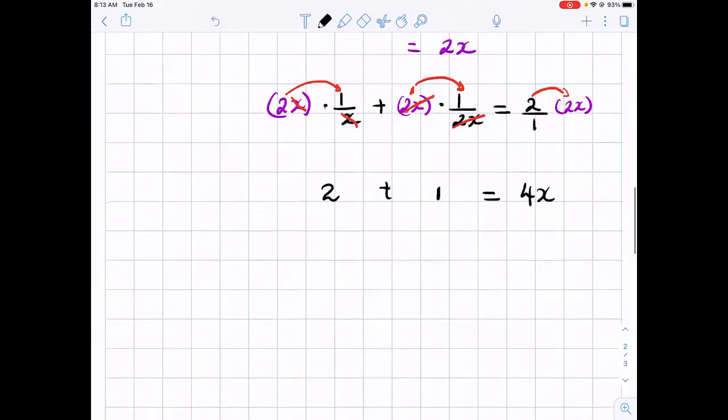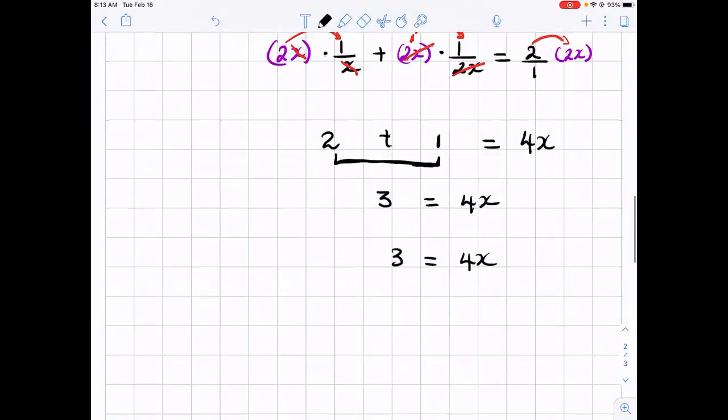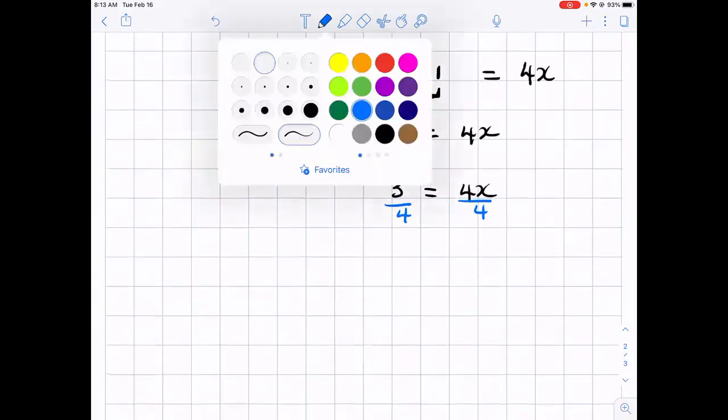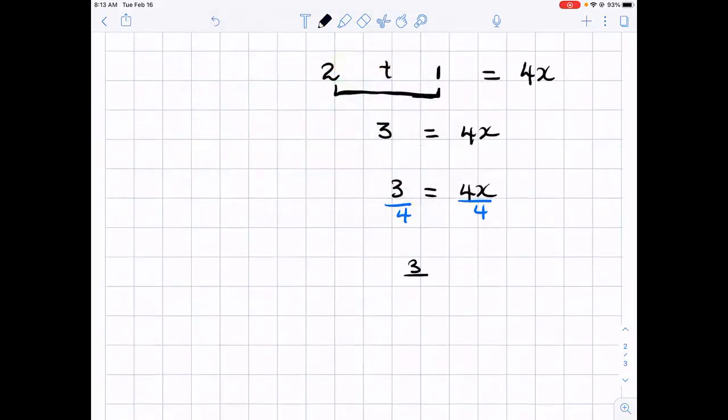Now we can solve our equation. 2x plus 1x becomes 3x. 2 plus 1, there's no x there. 2 plus 1 is 3, is equal to 4x. And to leave x by itself, divide both sides by 4. So we have 3 over 4 is equal to x.